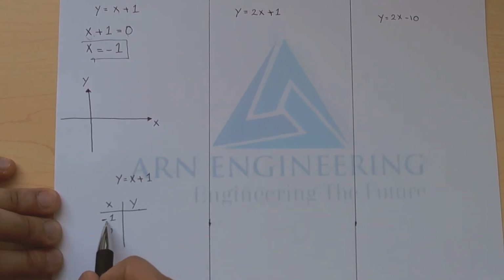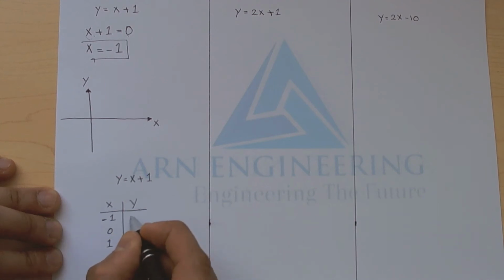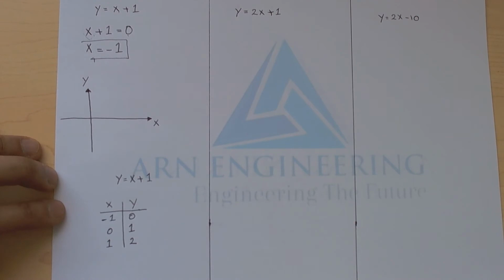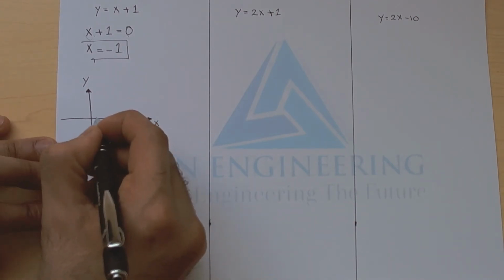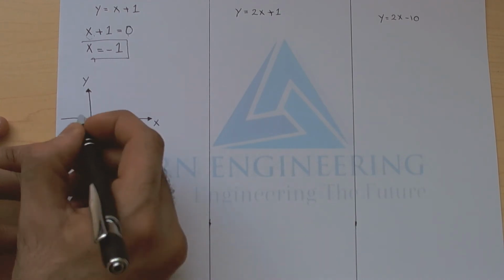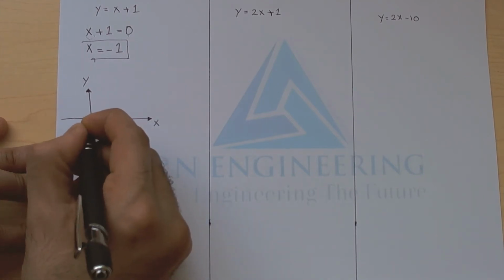If we assign -1 to x, we will have -1 plus 1, which is 0, so y will be 0. If we assign 0 to x, y will be 1. If we assign 1 to x, y will be 2. Okay, and then we can go ahead and plot these points. So x is -1, and y is 0. So that's our first point.